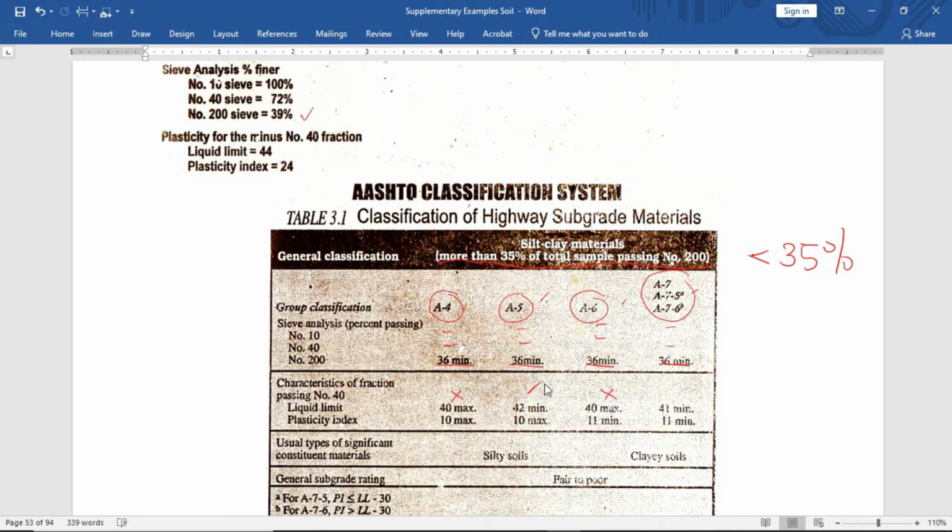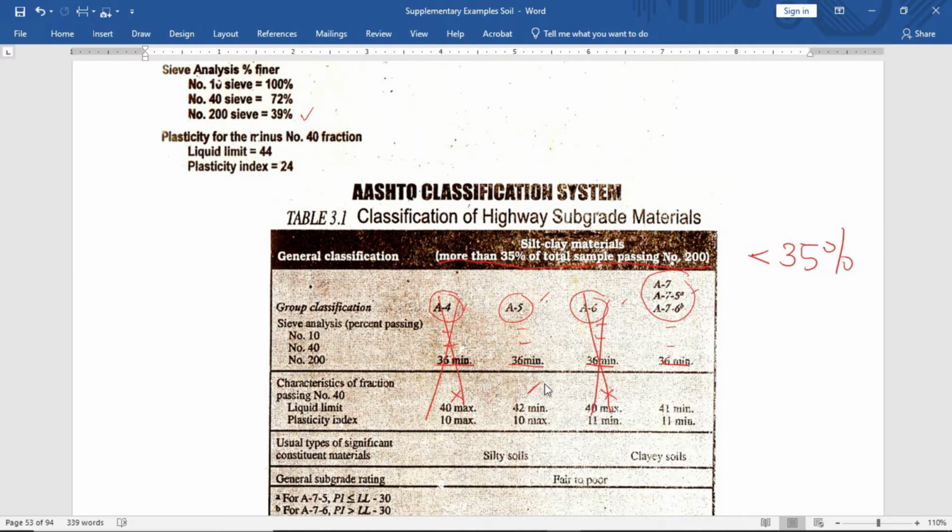Kahit isa na nag-fail dyan, for example sa liquid limit nag-fail, hindi na natin i-consider to. Sa A6, hindi na rin natin i-consider yung susunod pa. Basta as long as may isa na bumagsak, wala na. Hindi na natin i-consider yan.